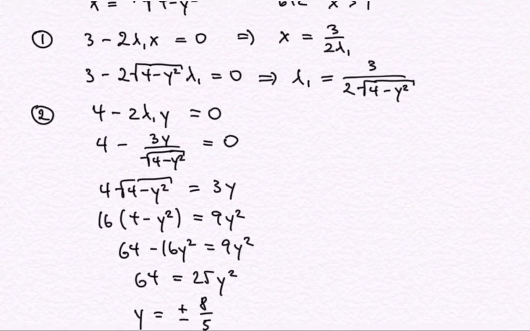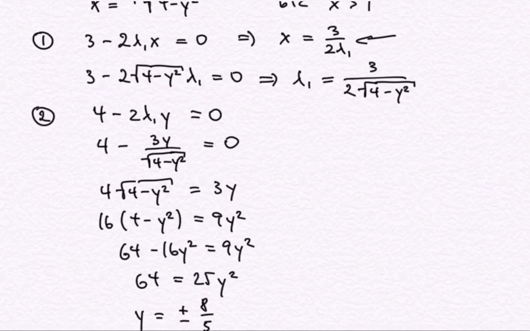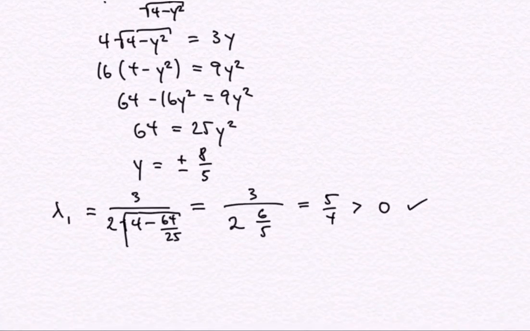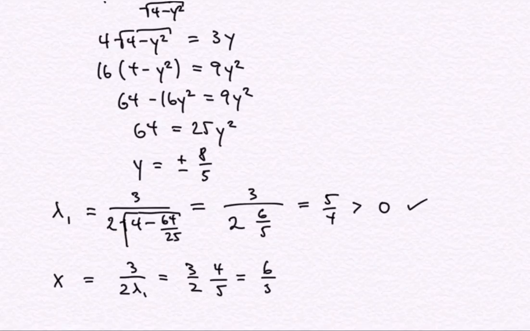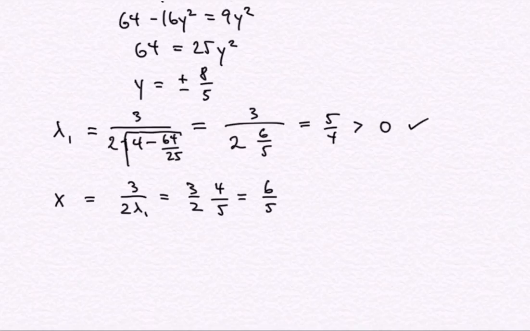Now I can go and calculate x from this expression that I arrived at upstairs here. So x is 3 over 2 lambda 1, so this is 3/2 times 4 over 5 or 6 over 5. So I have, through repeated substitution, arrived at one equation and one unknown, solved, and then I went back and plugged in with these solved values and could work my way backwards, and now I have all 4 values. I have x equal to 6 over 5, I have y equal to 8 over 5 and minus 8 over 5, and I have lambda 1 equal to 5 over 4, and I have lambda 2 equal to 0.